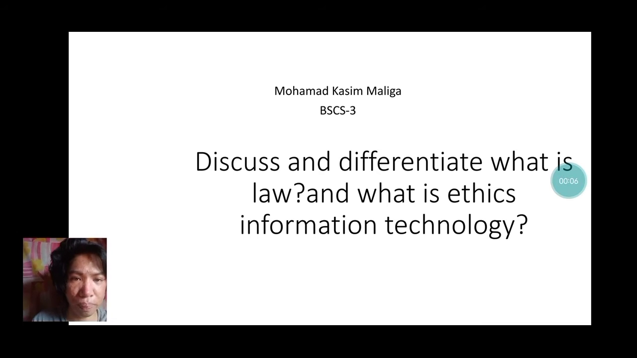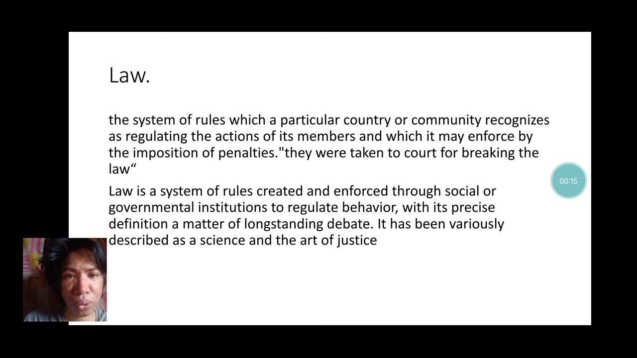So this is my topic: discuss and differentiate what is law and what is ethics in information technology. Law is the system of rules which a particular country or community recognizes as regulating the actions of its members, which it may enforce by the imposition of penalties. They were taken to court for breaking the law. So if you broke the law, you will be punished or have to pay your penalties.